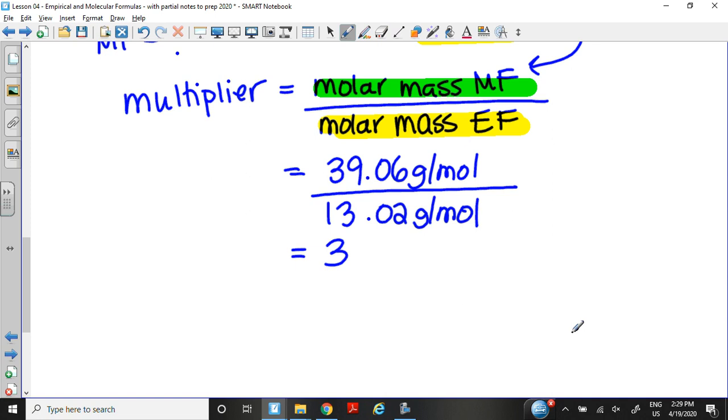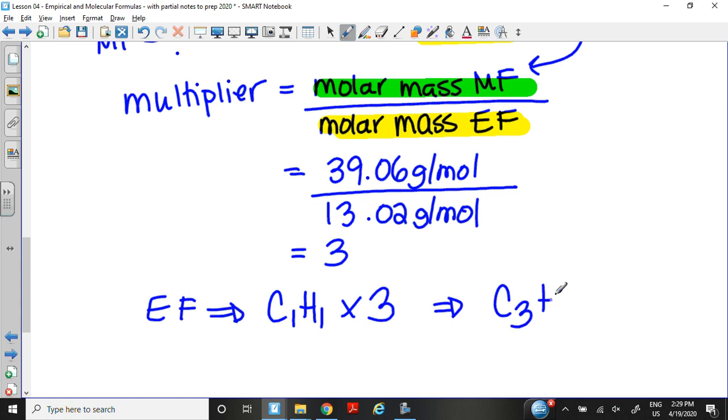So if we want to find out what the molecular formula is, we have to multiply our empirical formula by 3. So our empirical formula, remember we said, was 1 carbon and 1 hydrogen. To find the molecular formula, we need to multiply it by 3. So that means C3H3 is our molecular formula. So that's the simplest type of problem you could get if you're trying to find out molecular formula. Find the 2 molar masses. You're already given the empirical formula, so it's easy to find the multiplier and then multiply the empirical formula.